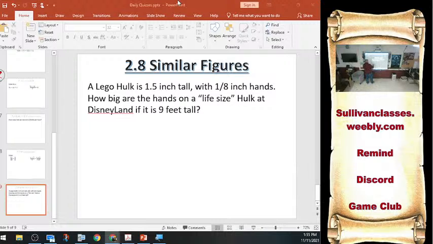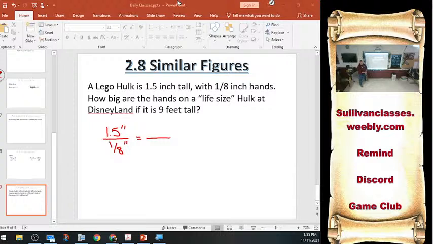Lego Hulk, 1.5 inches tall, with 1/8 inch hands. How big are the hands on life-size Hulk? If it's 9 feet tall, how do I put that? Is it 9 over x or x over 9?